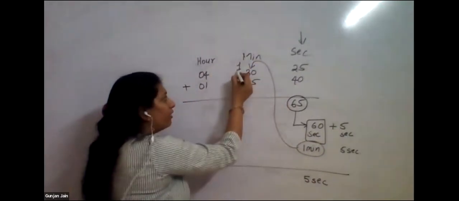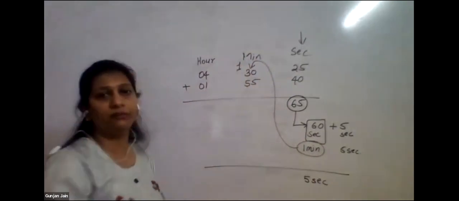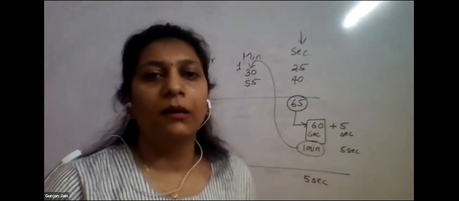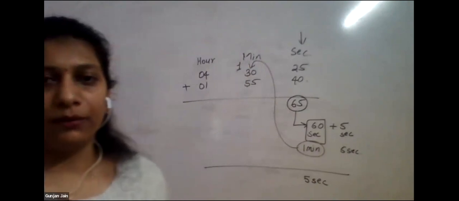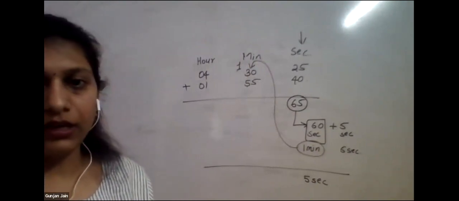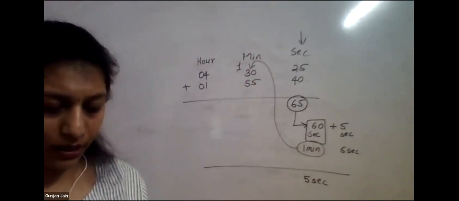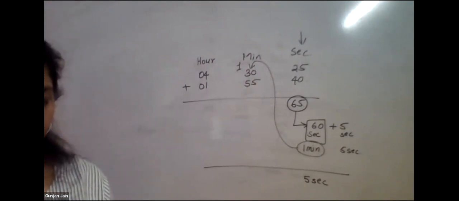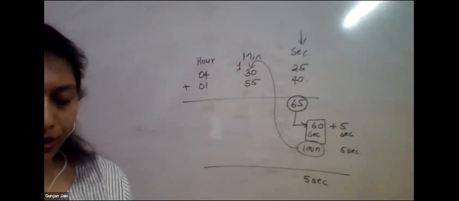Now you have to add 1 plus 30 plus 55. What will be your answer? 1 plus 30 plus 55. Okay, Pranshi, what is 1 plus 30 plus 55? Rahi, I'm asking 1 plus 30 plus 55. After addition, how will we write it?